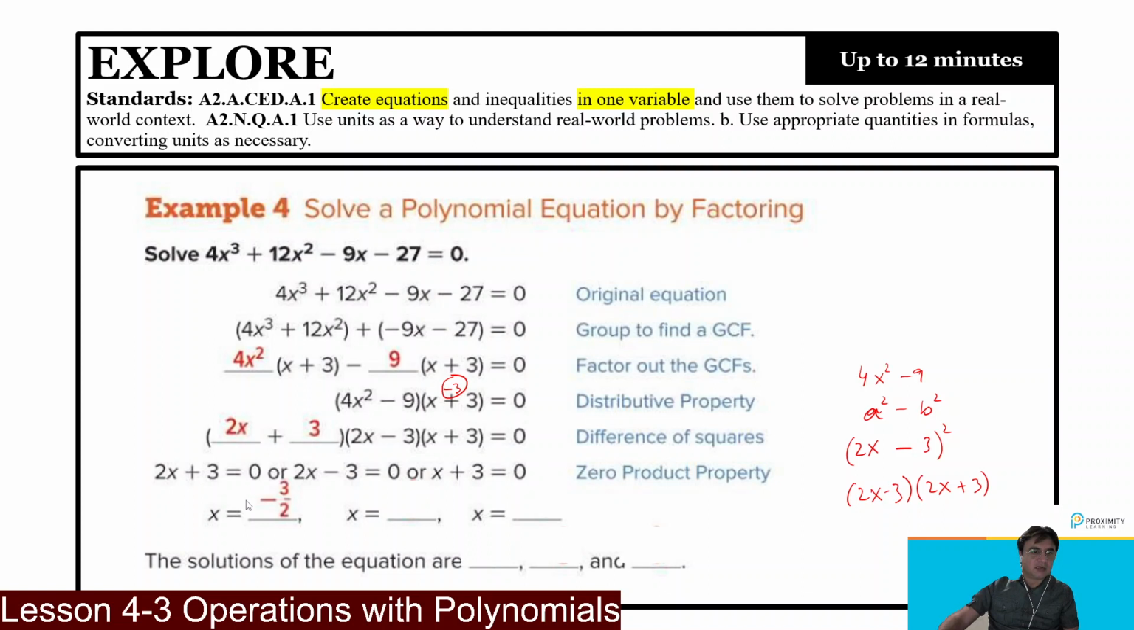So here our answer is minus 3 over 2. Here our answer is positive 3 over 2. And here we already know that our answer is going to be minus 3. So we have three solutions: minus 3, minus 3 halves, and positive 3 halves.